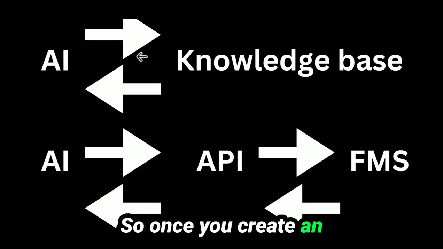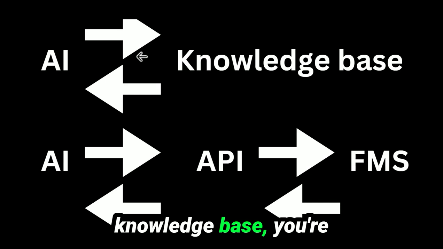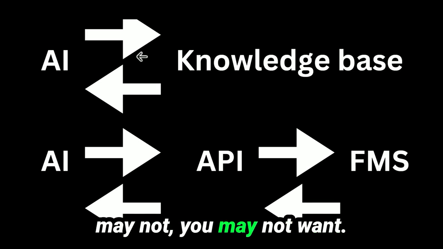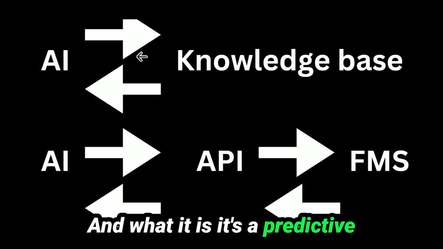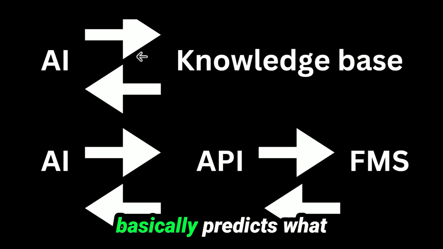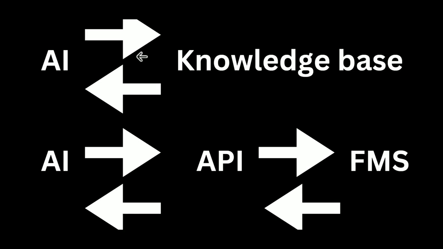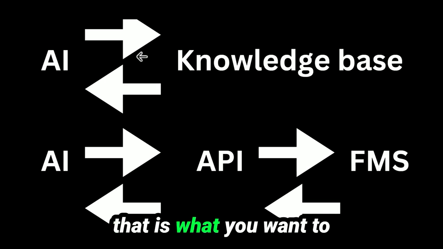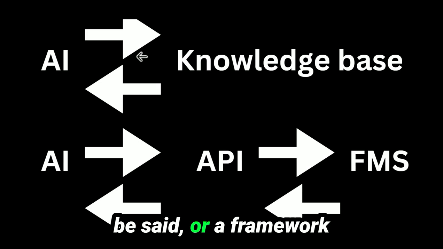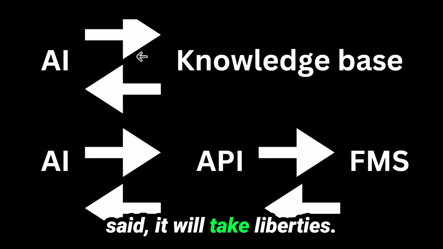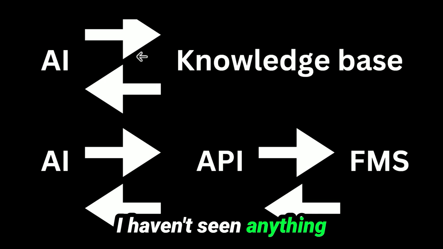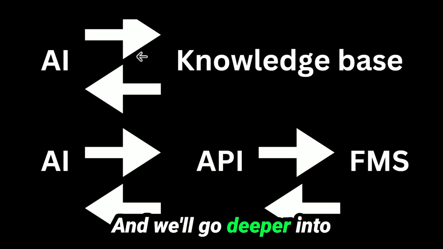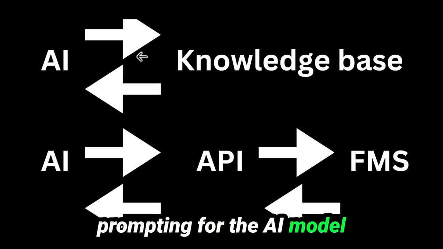Once you create an AI voice and hook it to your knowledge base, you're going to have to test it back and forth because it will give you answers that you may not want. It's a predictive language model that basically predicts what the next word should be. And if you don't specifically tell the model what you want to be said, or a framework of what you want to be said, it will take liberties. I haven't seen anything catastrophic testing for storage, because storage is storage. And we'll go deeper into prompting for the AI model and what you need to do.